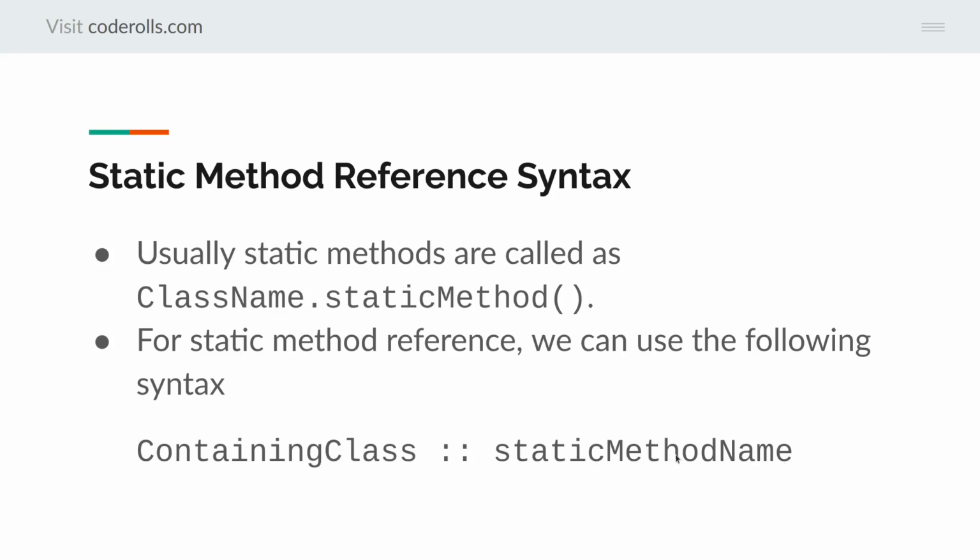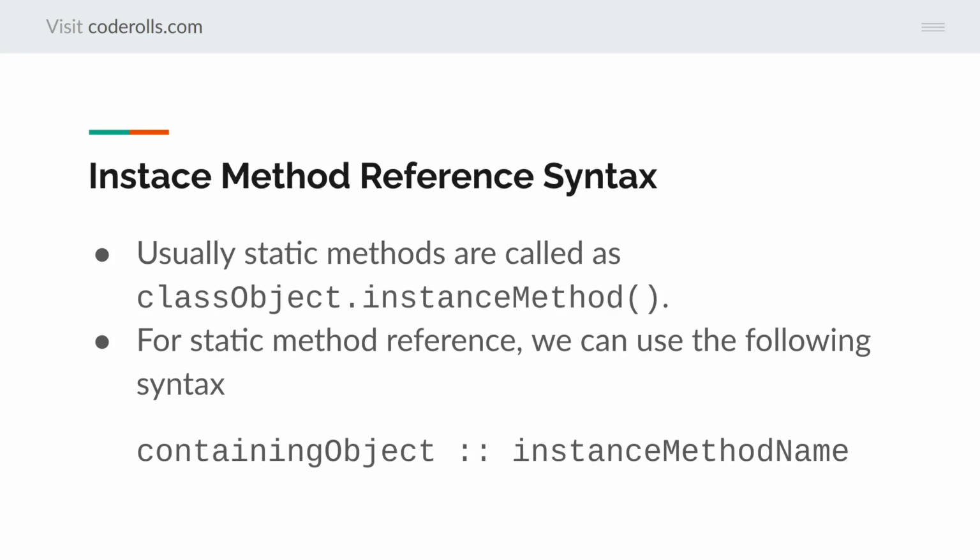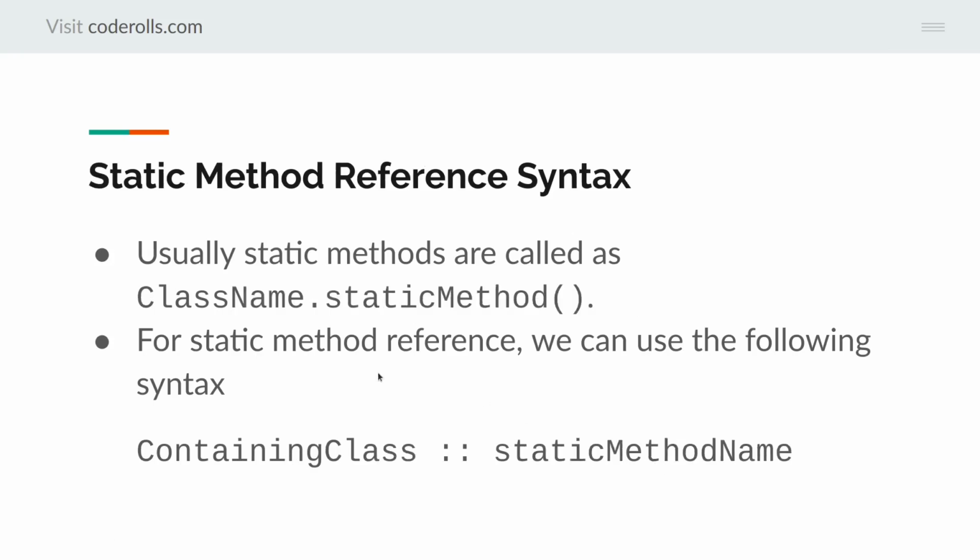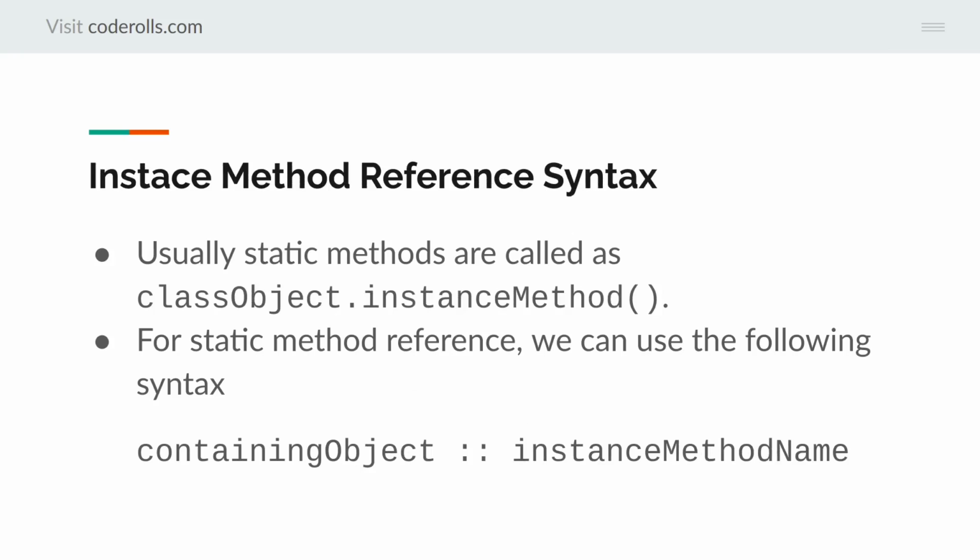Now to call an instance method, we have a similar syntax. Instead of the class name, we create an object. We should have an object of that class, and we can invoke the instance method on that object. Similarly, for method reference, we should have an object name here, and the instance method name goes here. So this is a very simple syntax for static method reference and instance method reference. We will see a simple example for both, and you will get it.